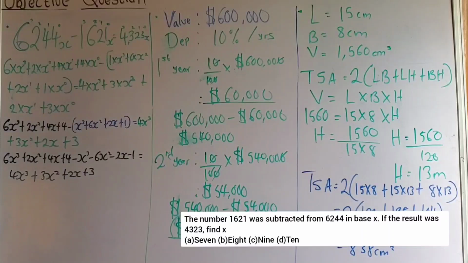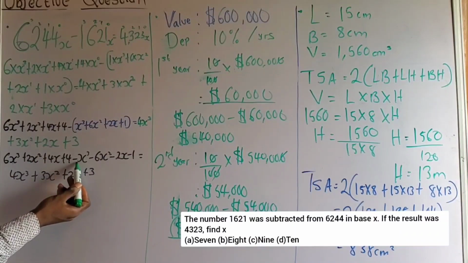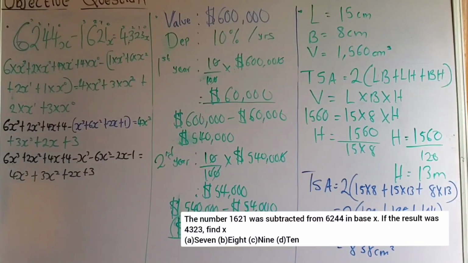Okay, now let us collect like terms. Collecting like terms simply means adding the terms that are similar to each other. Now we have 6x to the power of 3 here, and we have negative x to the power of 3. I'm going to have 5x to the power of 3, right? Because 6x to the power of 3 minus x to the power of 3, that will be 5x to the power of 3.